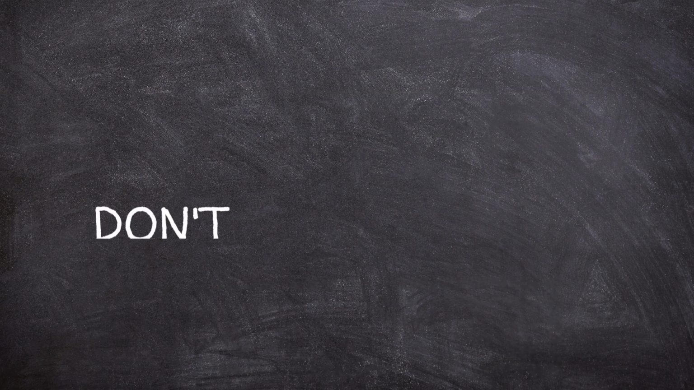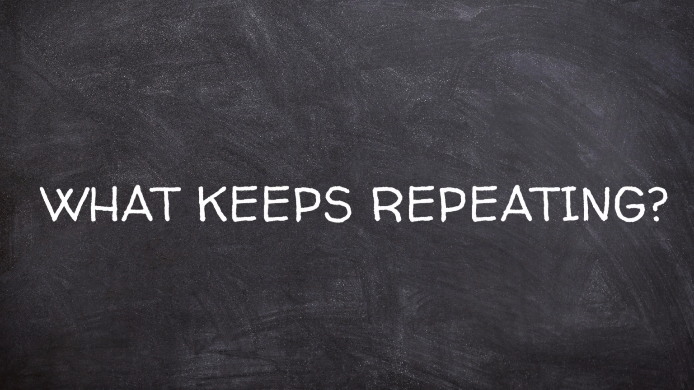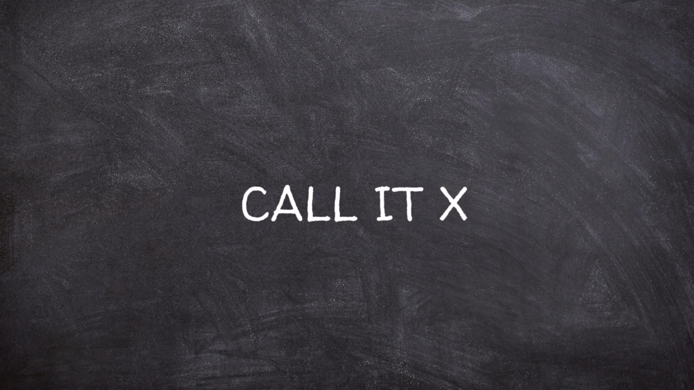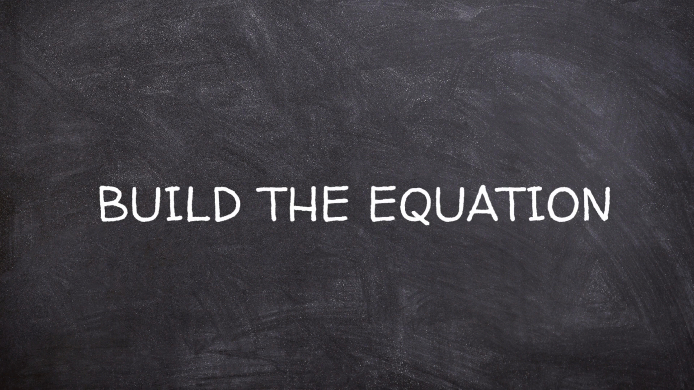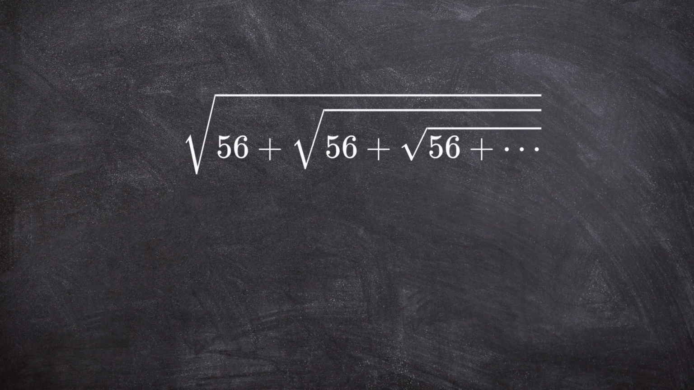So whenever you see an expression repeating again and again, don't immediately start calculating. First ask yourself, what part keeps repeating? Give that part a name. Then see what equation you can build. That's the trick. Now let's see if you can use the same idea on another one.